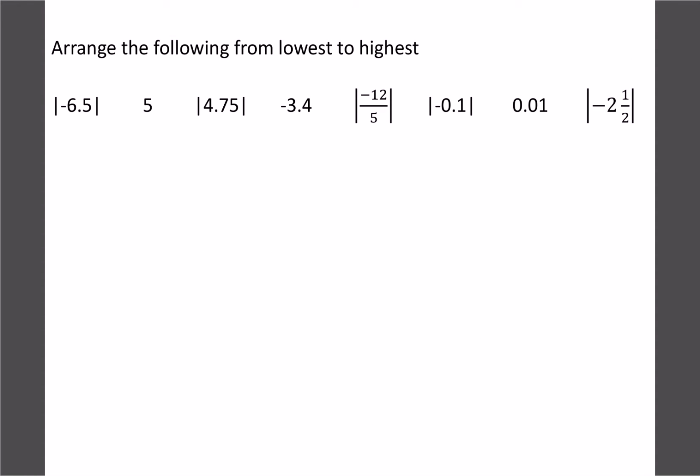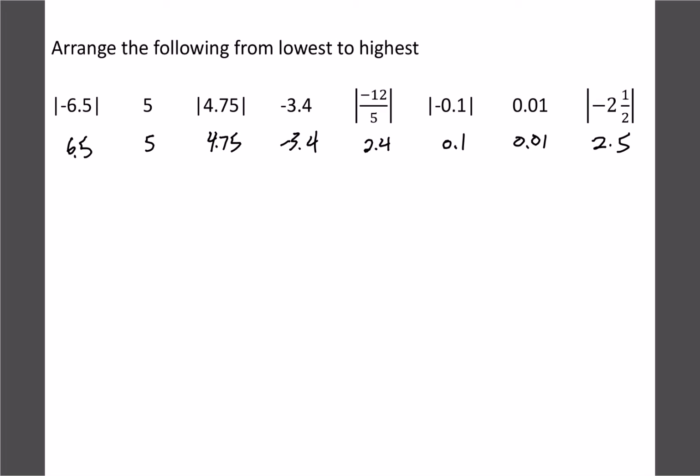Okay, we could do a question like this where we have to arrange them from highest to lowest. Just work each one out separately. That would be 6.5. That one stays as 5. That one stays as 4.75. That one stays as 3.4. 12 divided by 5 works out to 2.4, and being absolute values, that'll make it positive. This one would be positive 1, 0.01 stays the same, and the last one would be positive 2.5.